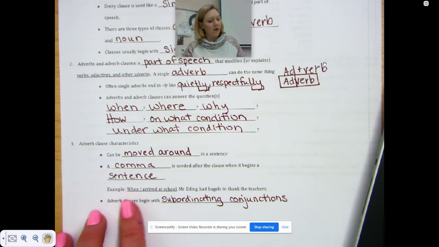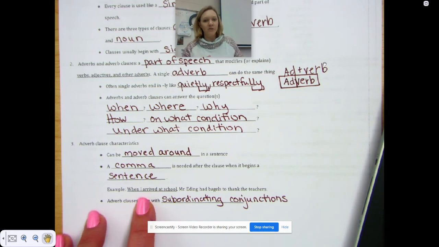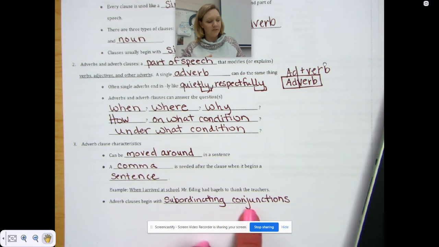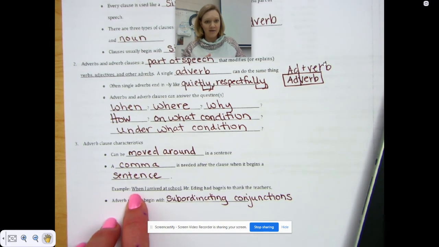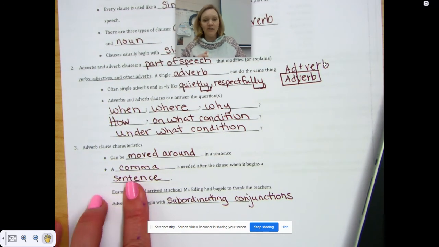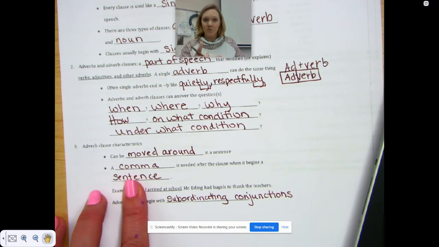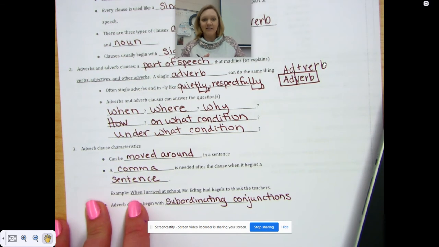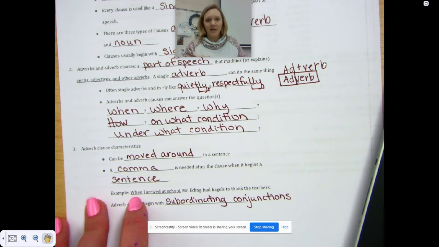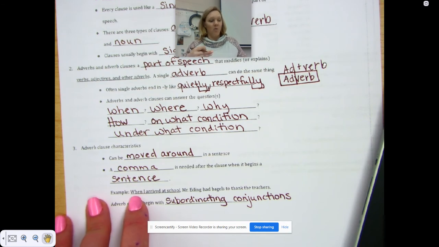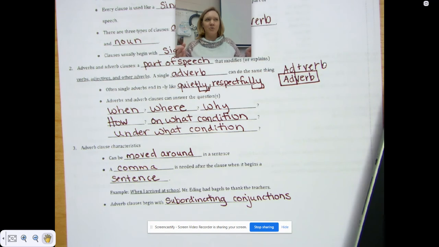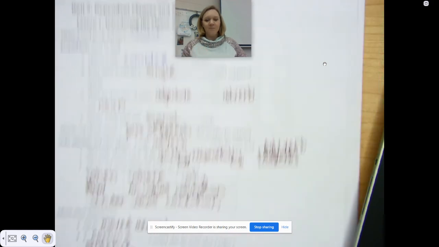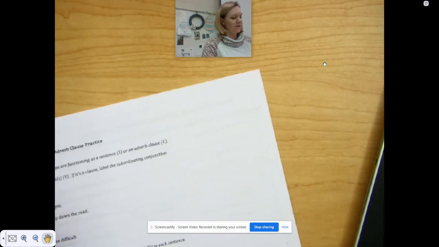For example, I arrived at school. The subordinating conjunction is the word when. By adding the subordinating conjunction when, you take something that was a complete sentence, I arrived at school, and you make it less than a sentence. So it subordinates that clause into less of a sentence. When I arrived at school. It seems kind of counterintuitive that by adding words, we're actually making it less than a sentence, but that's what that one means. Okay, so we have a couple more things for these notes.